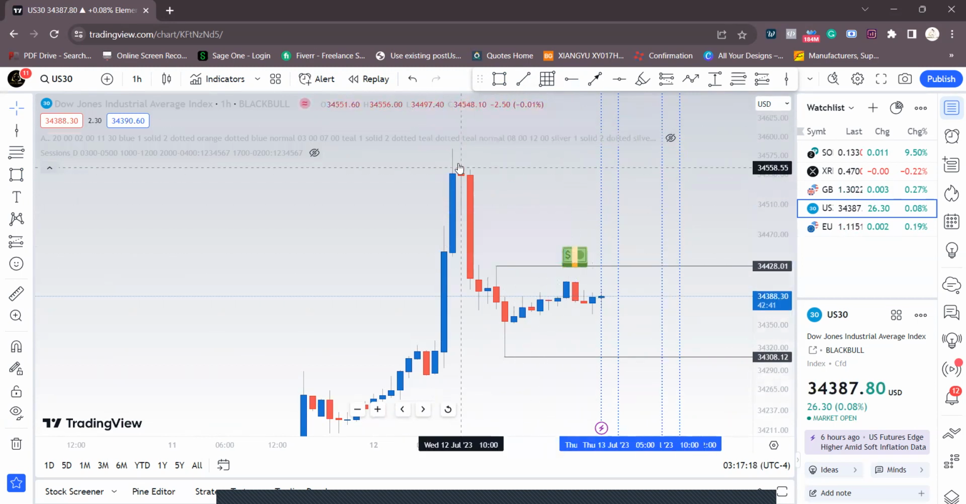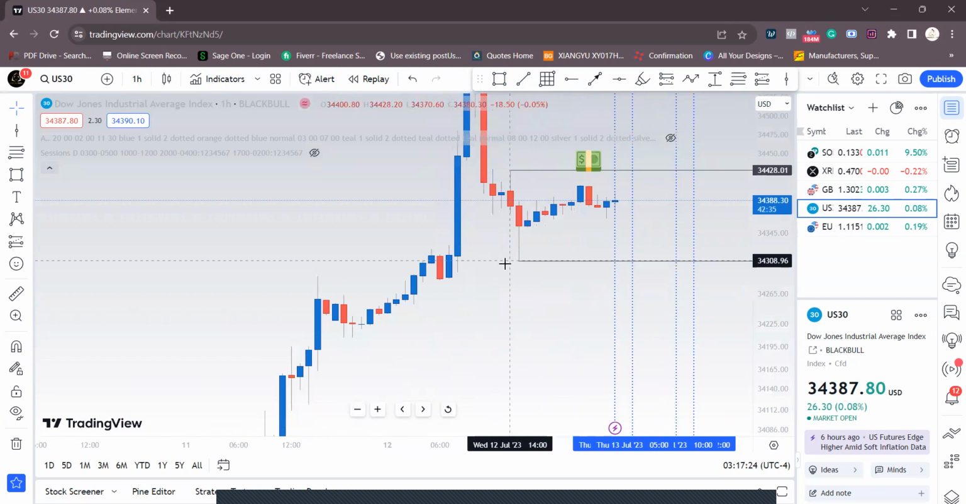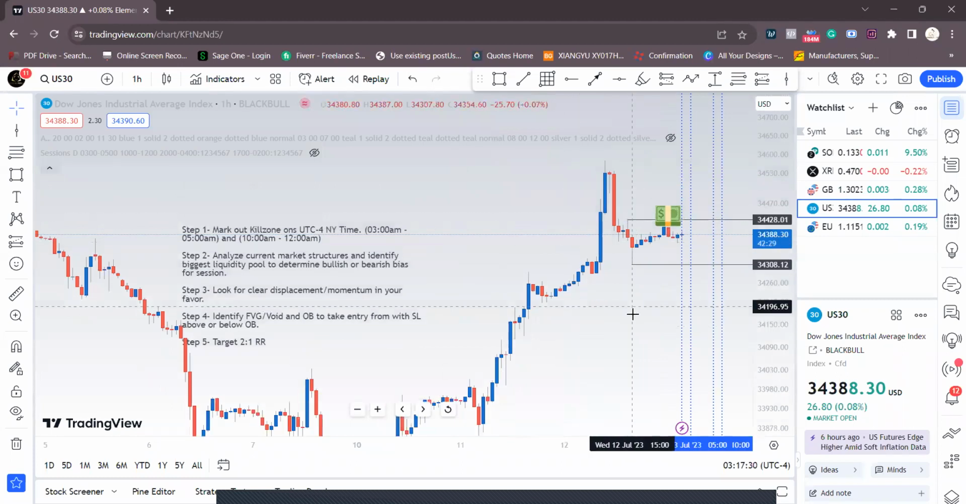And obviously the market retraced now to this order block, so everyone is getting in for buys. But I believe this order block is also going to get liquidated before we move further to the upside, because we are in an overall bullish trend.